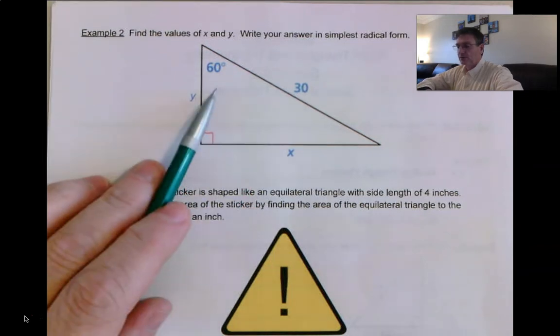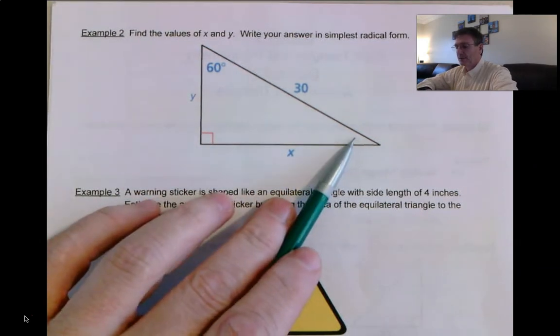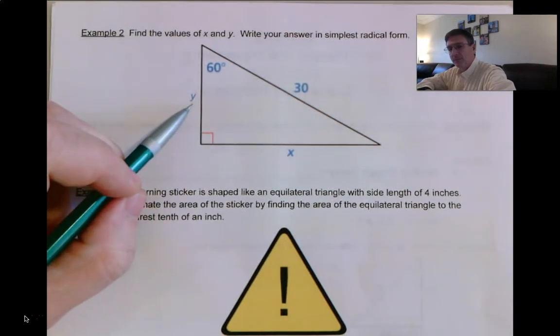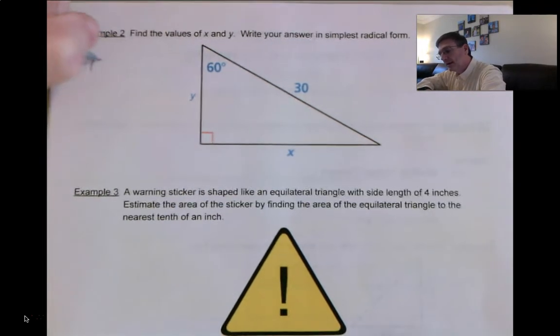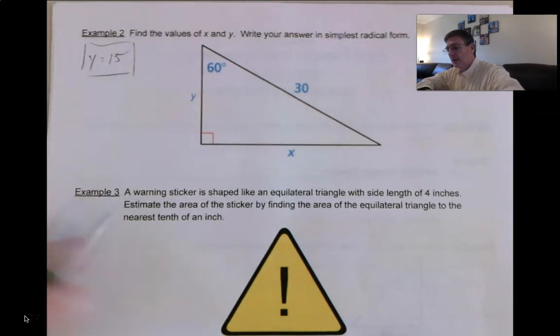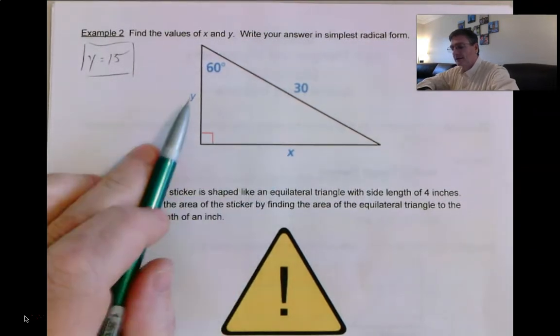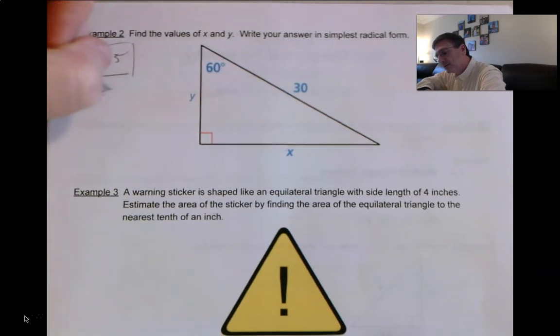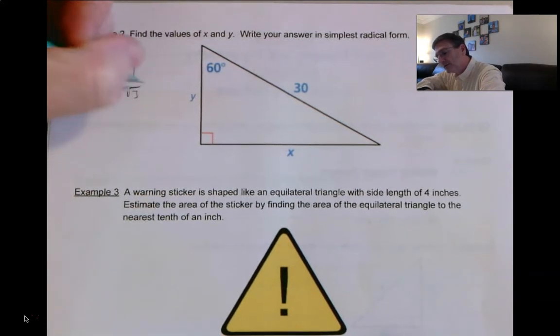How do we know which one's the short leg? It's going to be opposite the 30 degrees. So y, opposite the 30, is the short leg, and that's going to be half the hypotenuse. So y is equal to 15. And the long leg is the short leg times the square root of 3. So x is equal to 15 square root of 3.